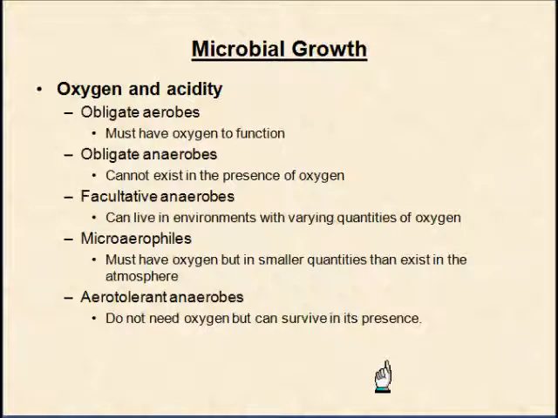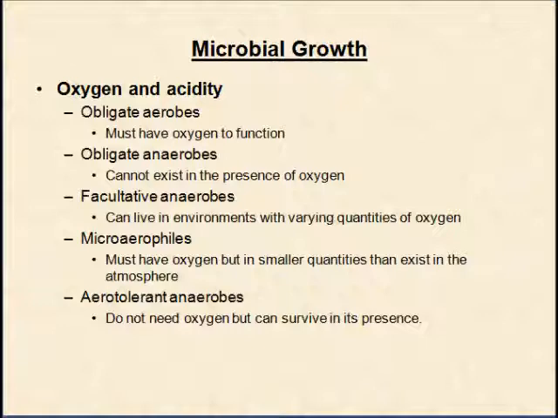Other factors: oxygen level and acidity. Now, there are a group of organisms called obligate aerobes. That is, they have to have oxygen. Humans are obligate aerobes, must have oxygen to function. There are obligate anaerobes that cannot exist in the presence of oxygen. Their metabolism functions differently, and oxygen is actually poisonous for them.